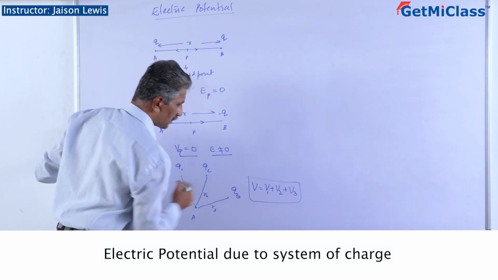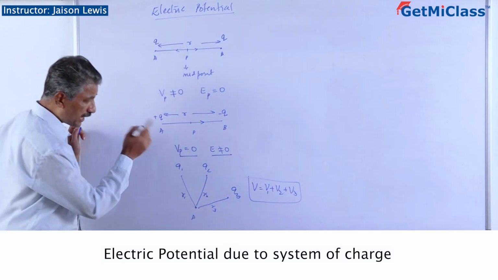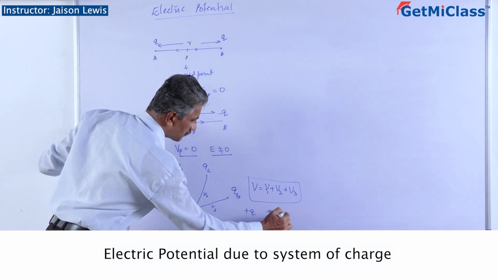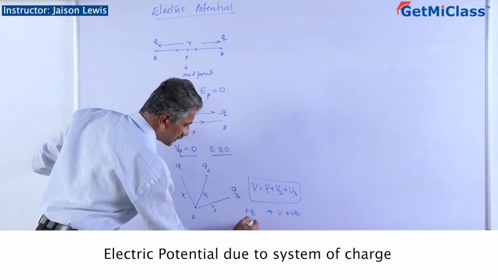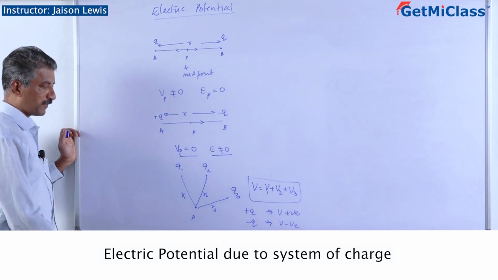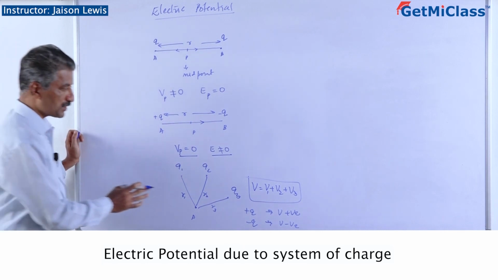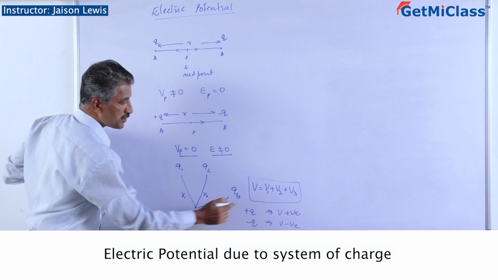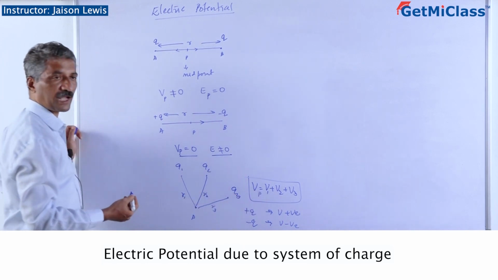The reason for the algebraic sum is, if the charge is positive, the potential is positive. If the charge is negative, the potential is negative. So whether the potential is positive or negative, just find the sum of those potentials at point P, that gives the potential at point P. So this is just the algebraic sum.